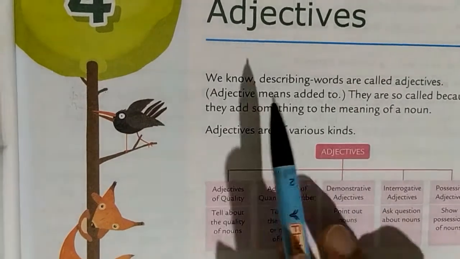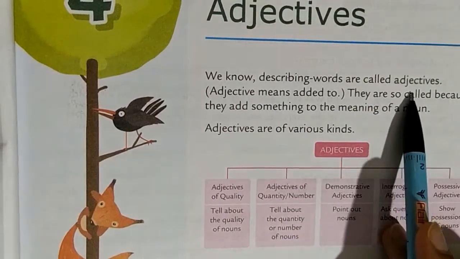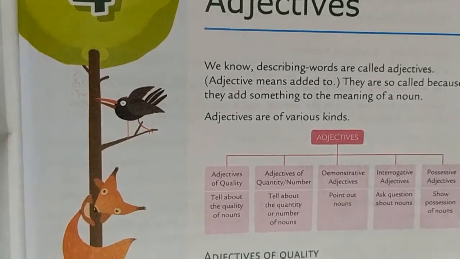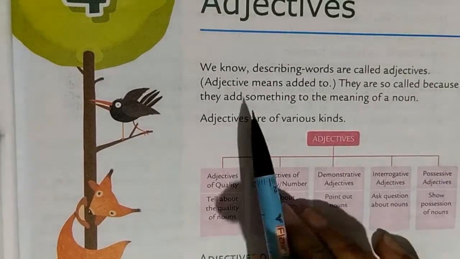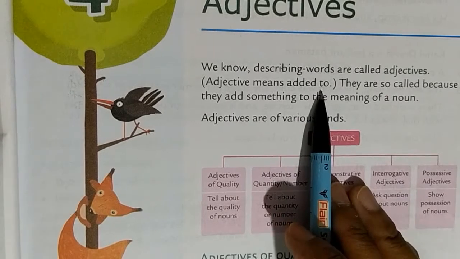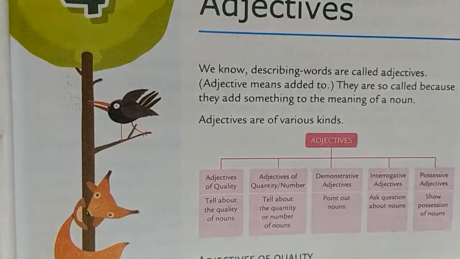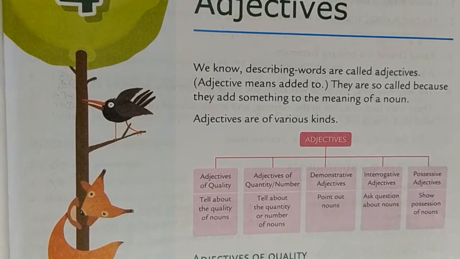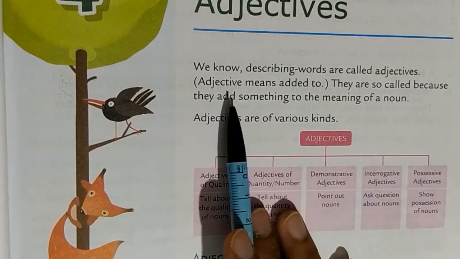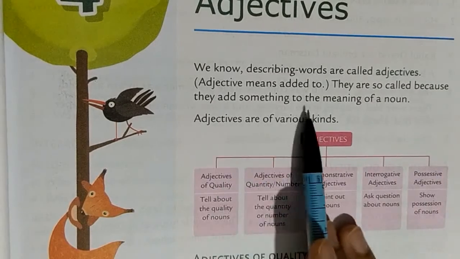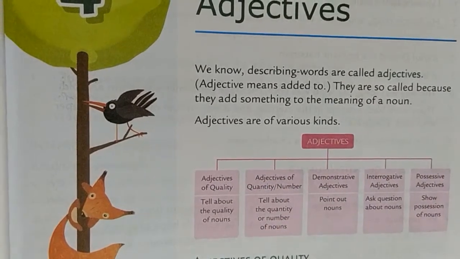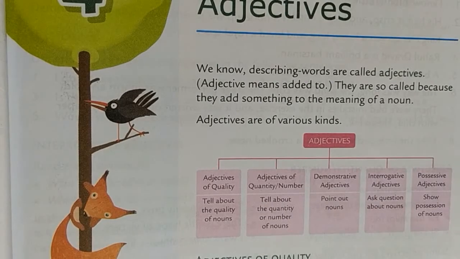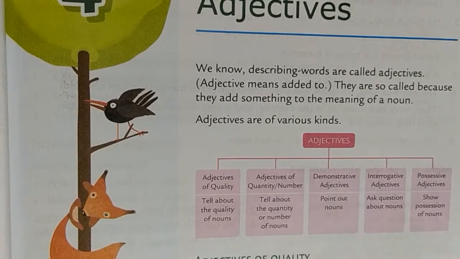We know describing words are called adjectives. This is very simple. They describe, so that's why they are known as describing words. Adjective means added to. They have been added to describe the meaning of a noun or pronoun. They are so called because they add something to the meaning of a noun. If you want to describe a noun clearly, they add meaning to it.